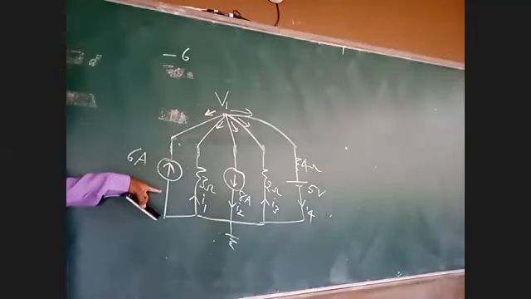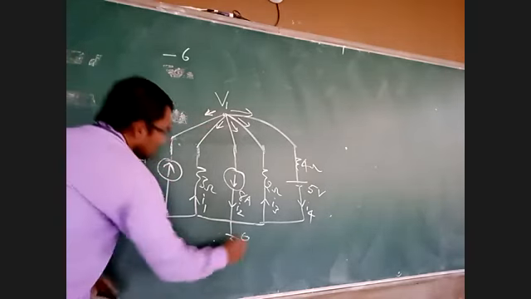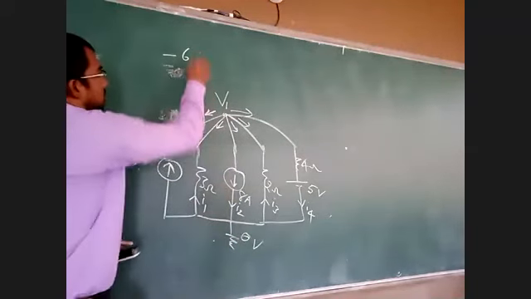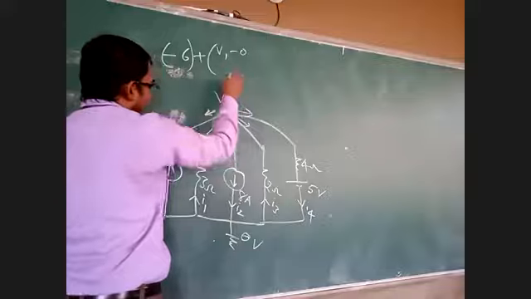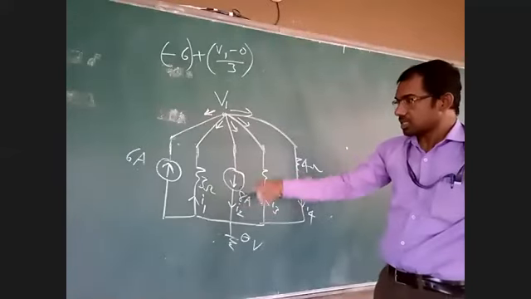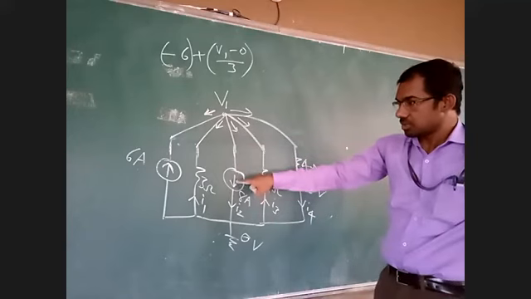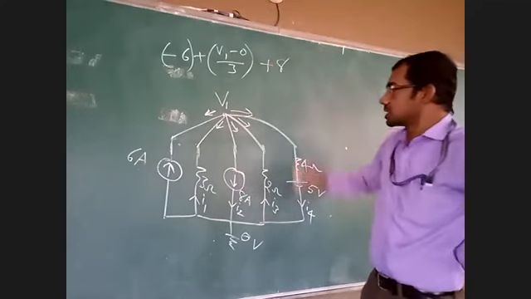Suppose the arrow is in the downward direction. This current is leaving from the node point. We'll take plus 6. Now here, V1 minus 0 by 3. Next, what is the next one? Plus 8. See, this arrow and this arrow are both in the same direction. The arrow is down. This current is also leaving from the node point. If it is leaving, we'll take plus 8.